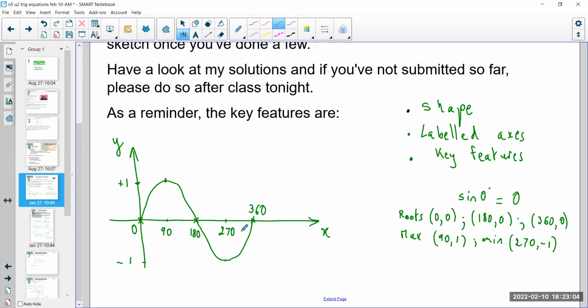The thing to remember as well, always good to label what we've just done. So this is y equals sine x. Okay. So any question on that? So that took maybe 5 minutes.